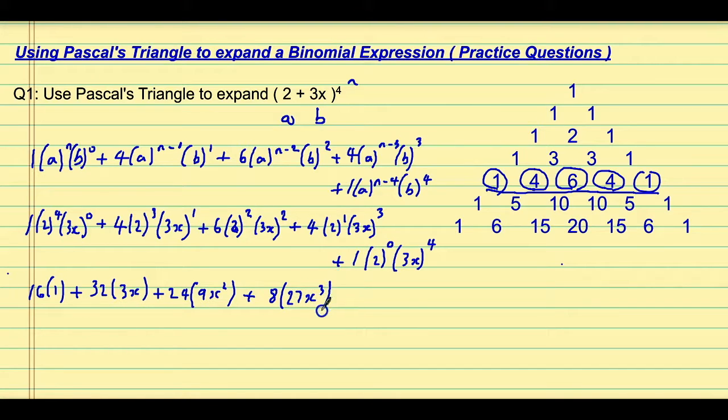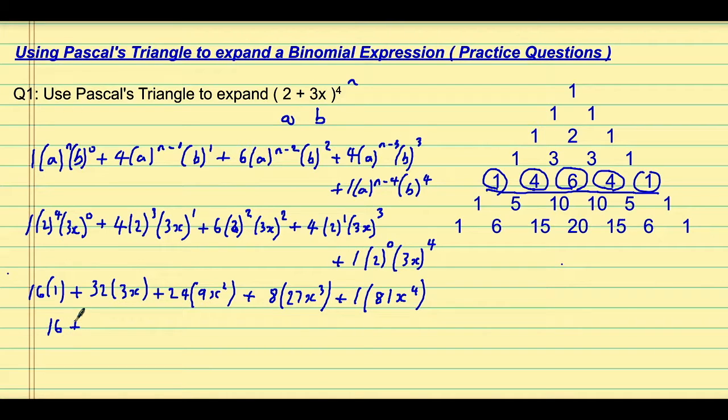And then finally, 1 times 2 to the 0. 2 to the 0, well, anything to the 0 is 1. So we just have 1 multiplied by 3x to the 4. 3x to the 4 actually gives us 81x to the power of 4. So now all we need to do is just finish this off, multiply these terms together. So we're going to have the first term as 16.